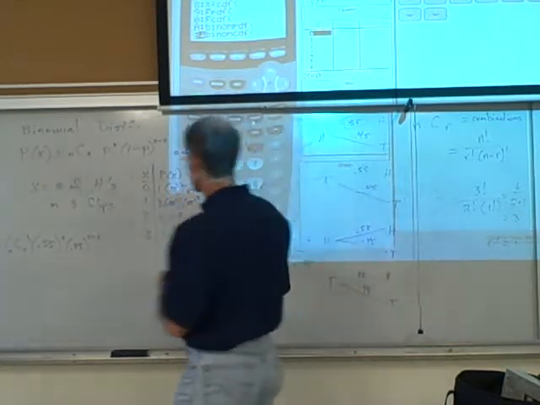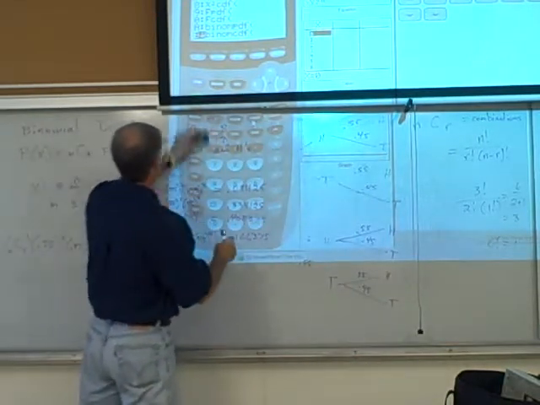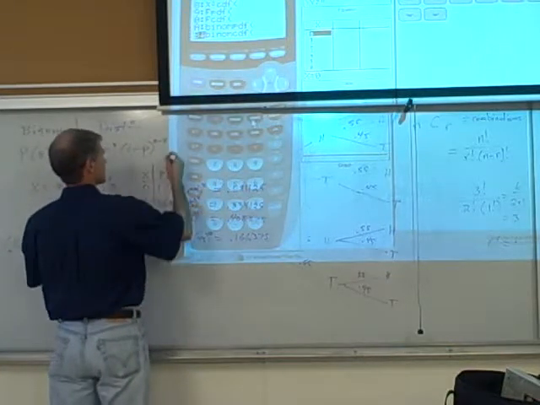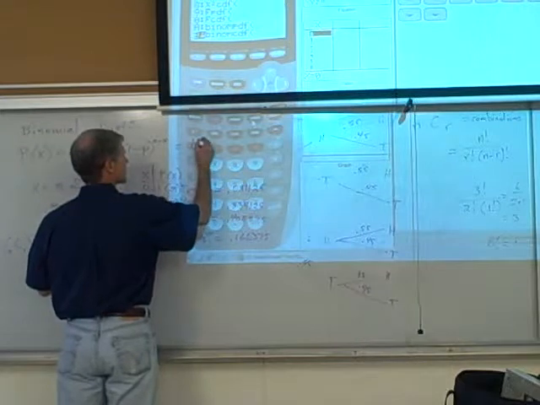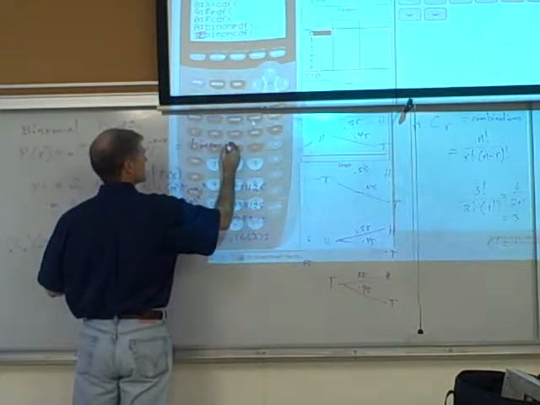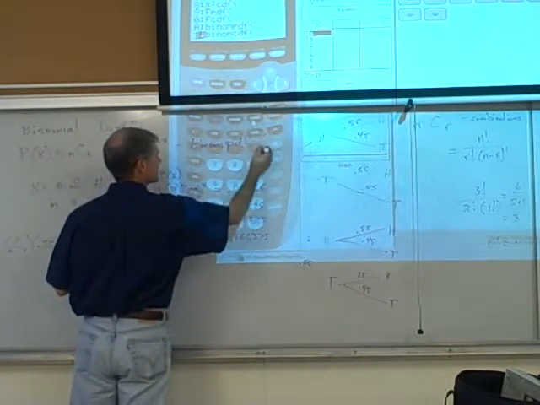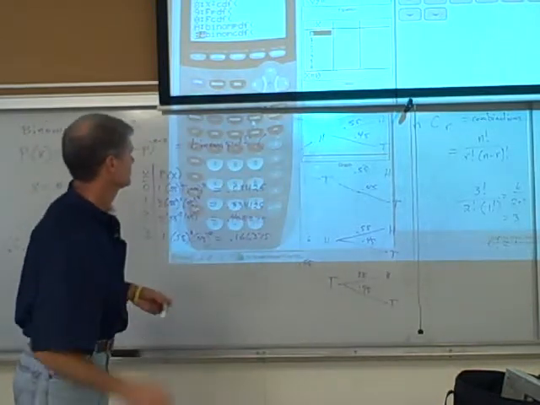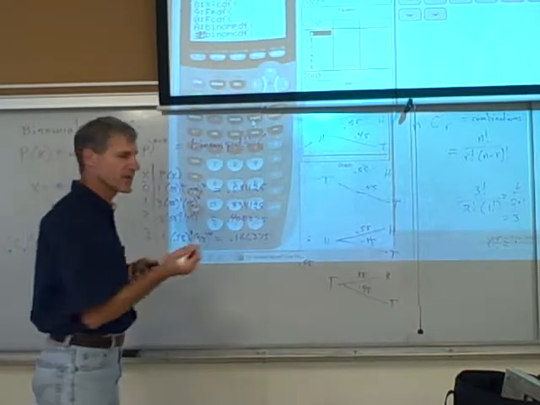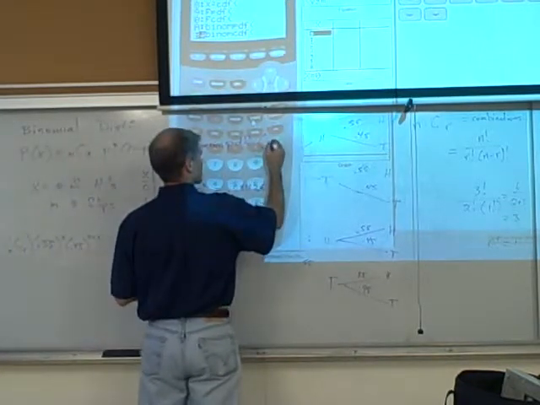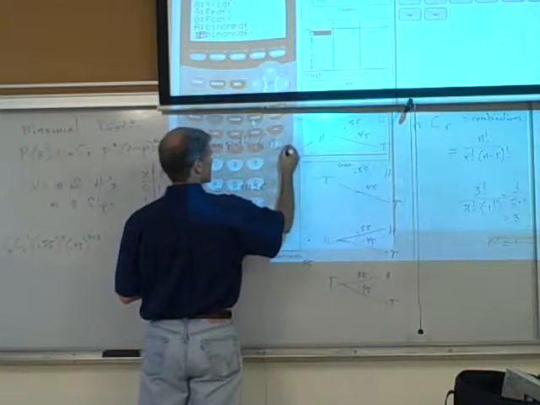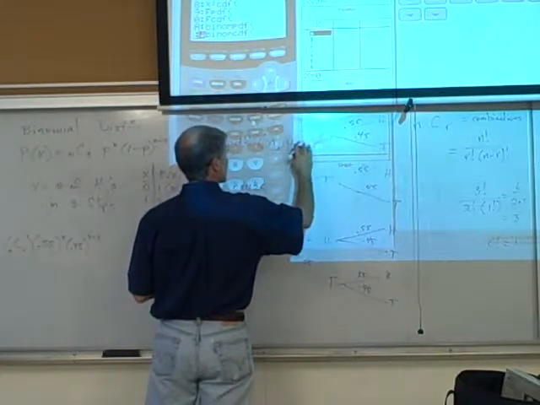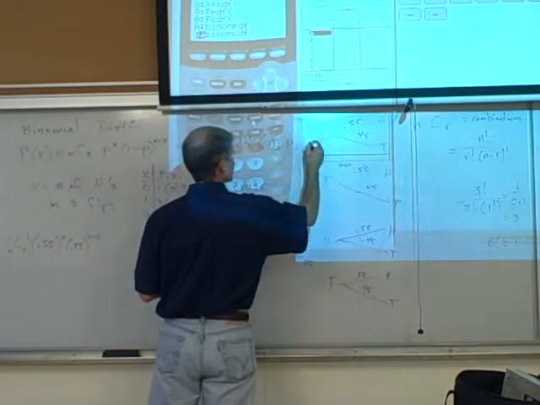So I'm going to extend this statement here. This probability is computed on the calculator as binom PDF. You enter three things into the binom PDF. You enter n, and then p, and then x.